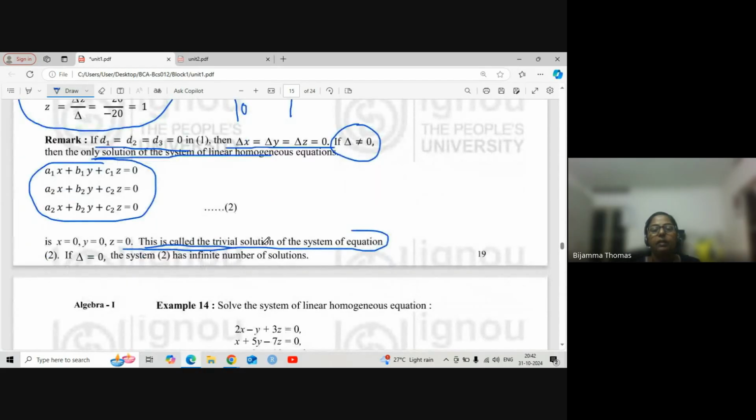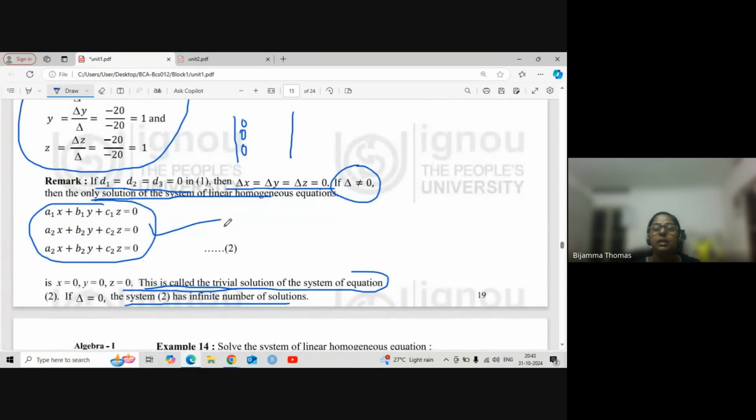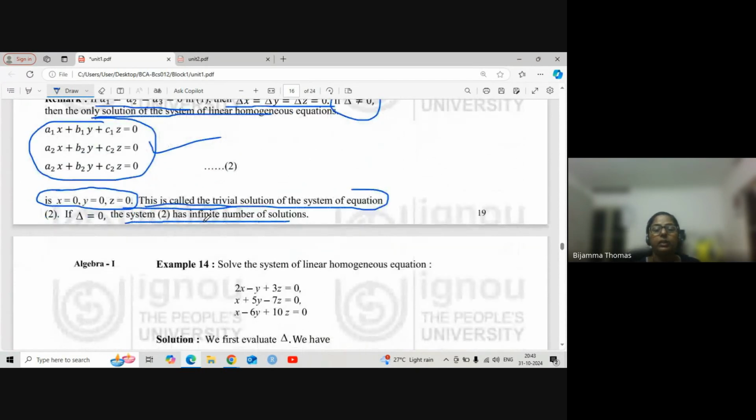We have another case: when the determinant equals 0, then we have infinite solutions. When the system is homogeneous, the system will always be consistent. There we have two cases. If delta is not equal to 0, then we have the trivial solution, that is, all the variables have the value 0.